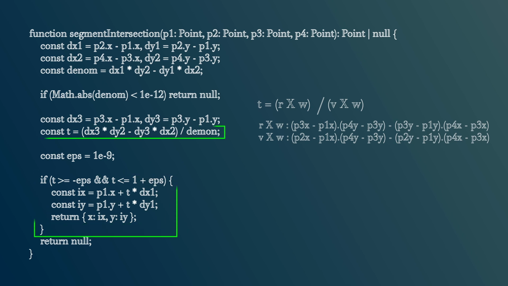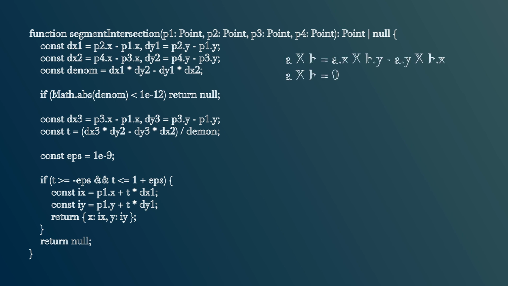Second, we then check if t is between 0 and 1. This is the crucial step that confirms the intersection lies inside the first line segment. A similar process, crossing with v, would give us u to check the second segment. The most important term here is the denominator.